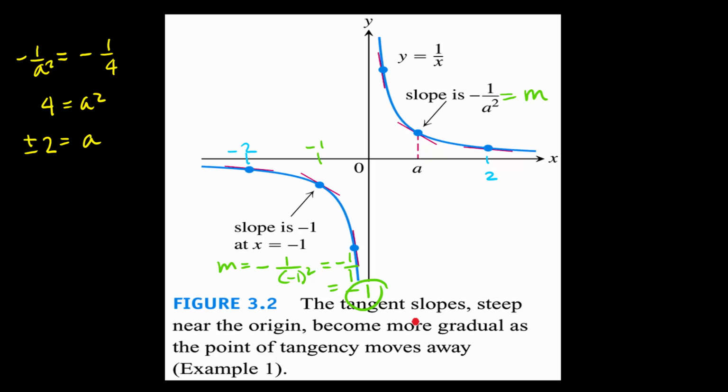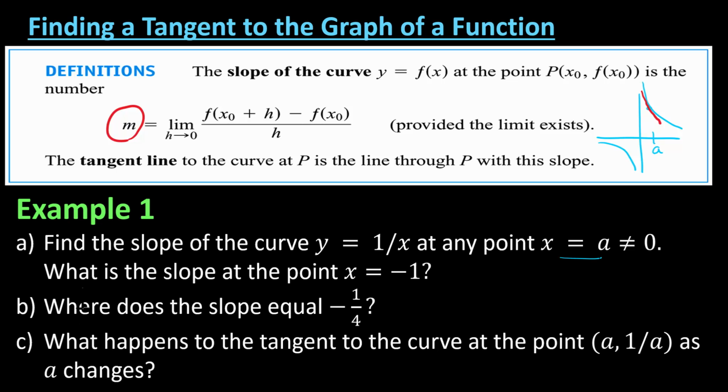All right, so what's the question for letter B? It says, where does the slope equal negative 1/4? That means we're going to find a so that the slope is negative 1/4.